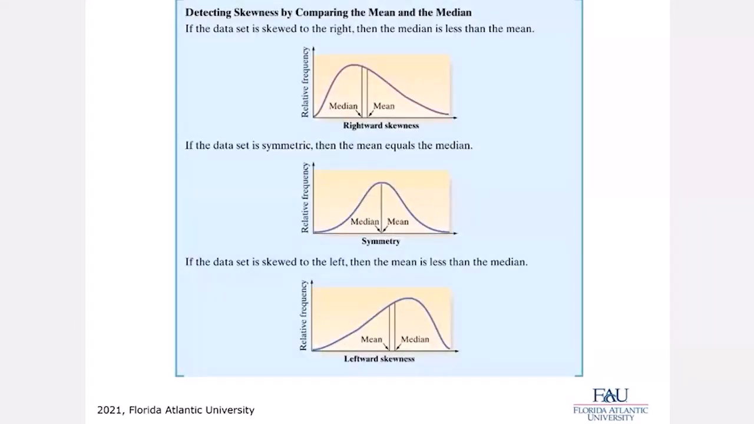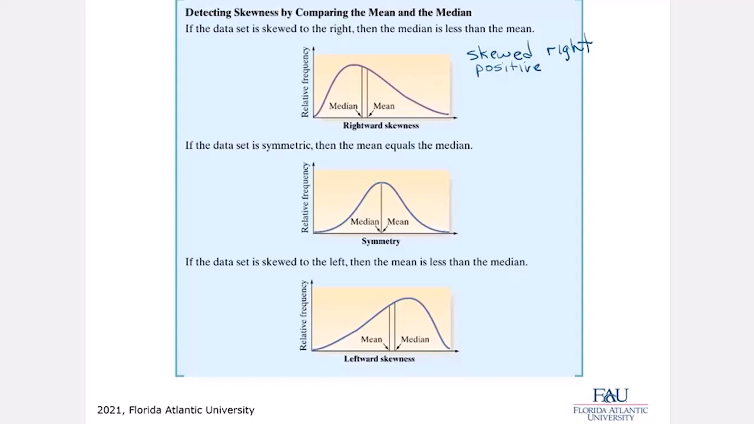A few more pictures. If we want to detect the skewness by comparing the mean and the median, here we can see if something is skewed to the right, there's more data to the right. We also call this positive skewed. Well, let's talk about what the mean and the median actually mean, because we have two words here that I haven't really talked about.